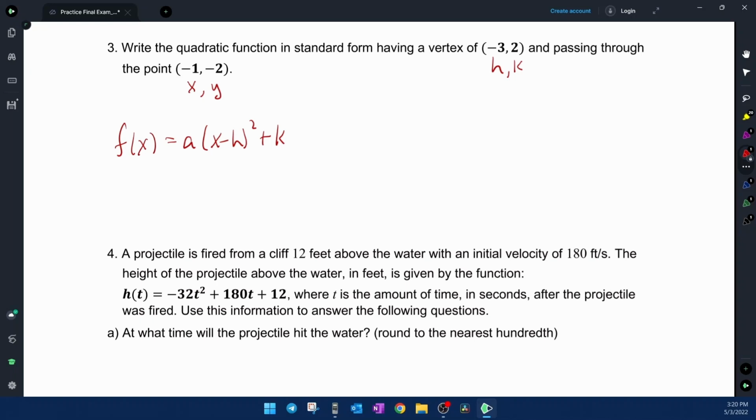F of x is y. I'm going to replace that with negative 2 because I know y is negative 2. A, I don't know. X is negative 1.